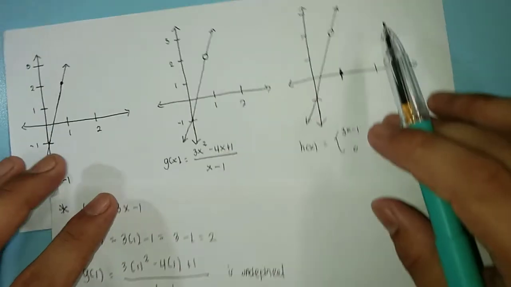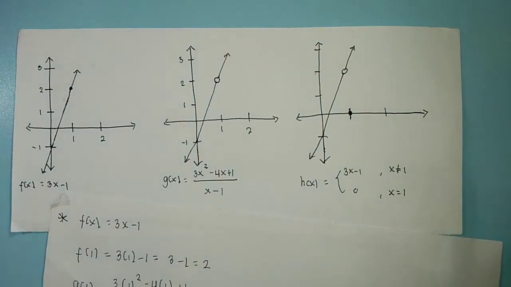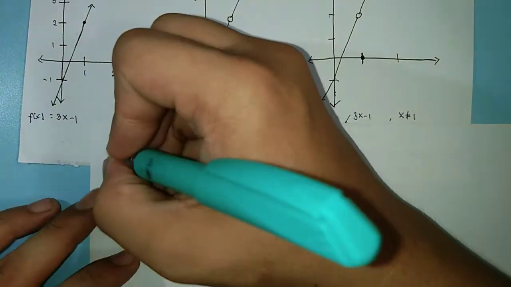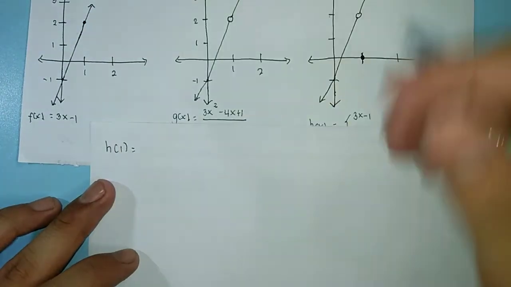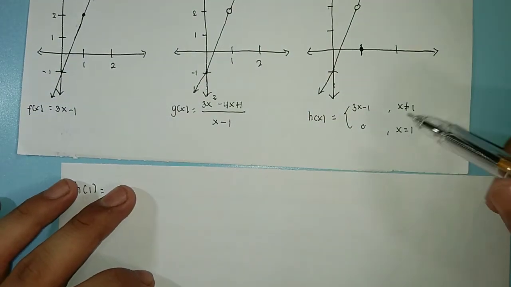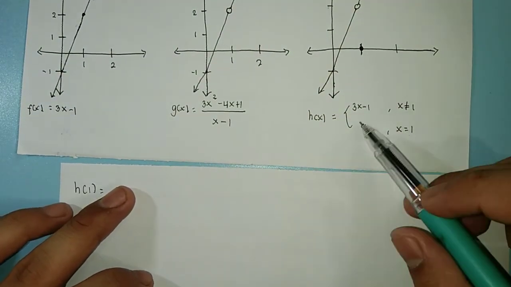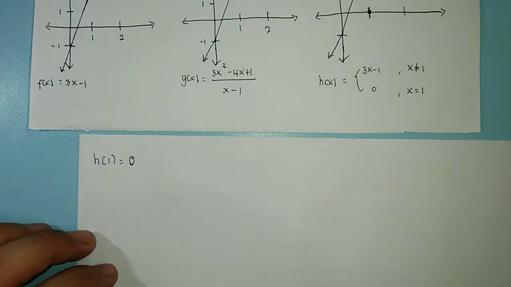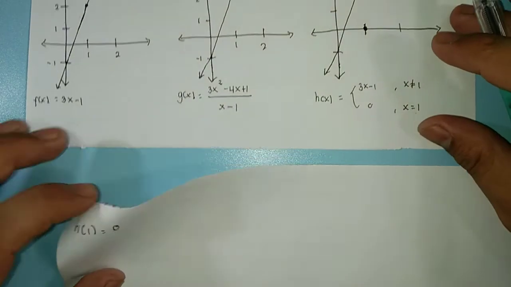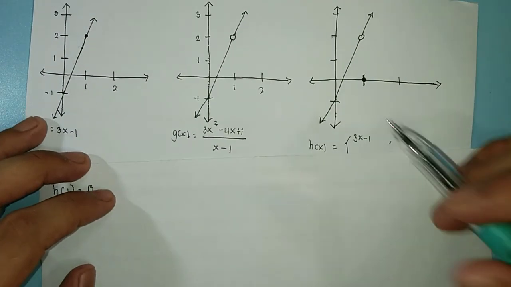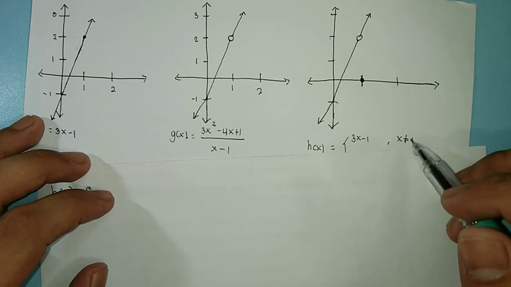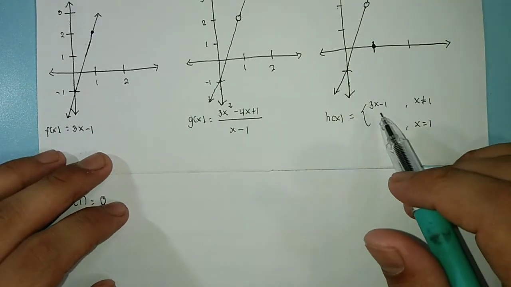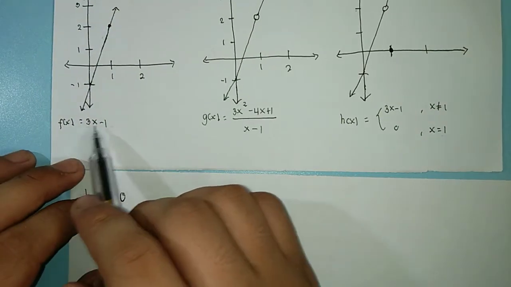Okay, so doon naman tayo sa h. Now let's have the function h of x. So itry naman natin yung h of 1. So since yung h natin ay piecewise function, yung h of 1 natin will be 0. Okay? But kung i-observe natin yung mga values na nag-approach sa 1, so syempre yan yung mga values at x not equal to 1. So ang gagamitin natin ay 3x minus 1, similar dito sa f of x.